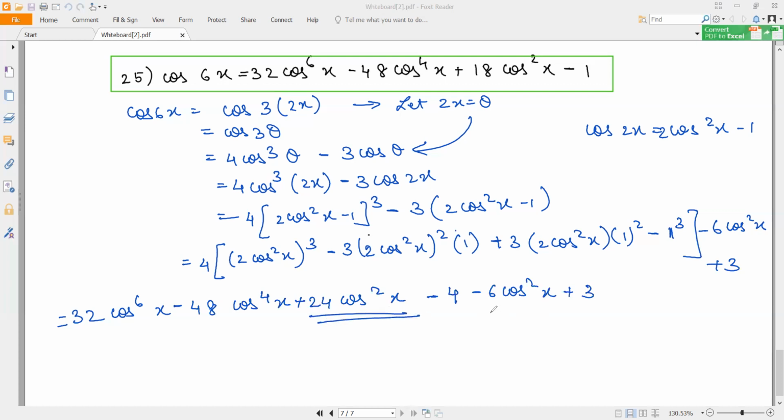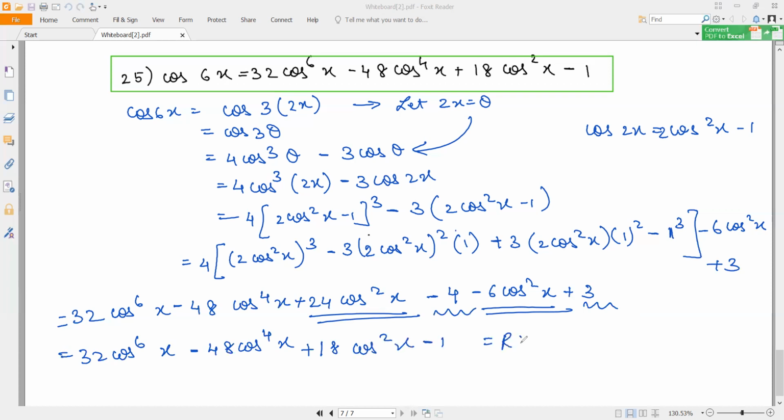So this term will merge with this and this term will merge with this. So you have 32 cos to the power 6x minus 48 cos to the power 4x, 24 cos square x minus 6 cos square x is equals to 18 cos square x, plus minus 1, which is your RHS. This concludes this exercise. Thank you.